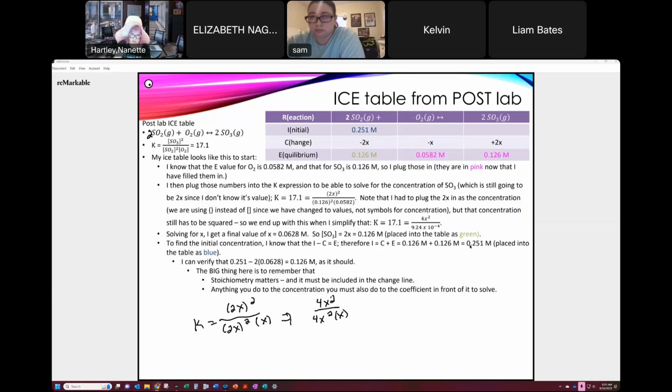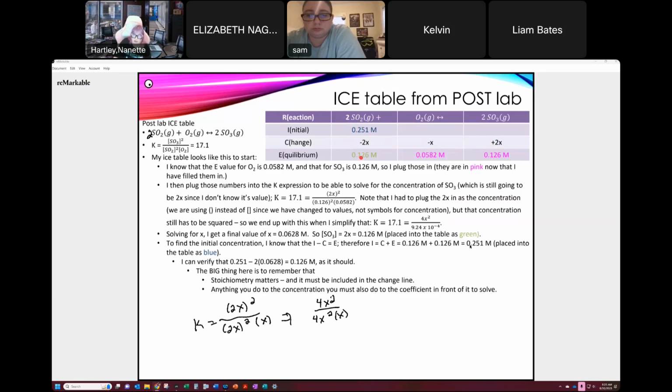And that was why I wanted to talk about that part of it. So when we actually plug in our values, we just plug in the 0.126 that we were given in the problem, that's squared on the bottom, and our 0.0582 here, and then we're solving for this concentration of the SO2. That's what we're solving for. And so we do a bunch of happy math, and I end up with 0.126, which is the value that I put here in green after I do all the happy math.